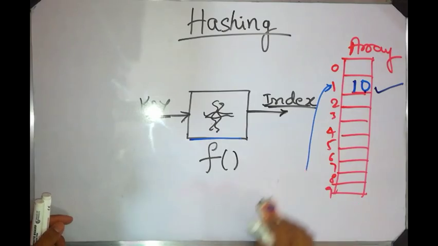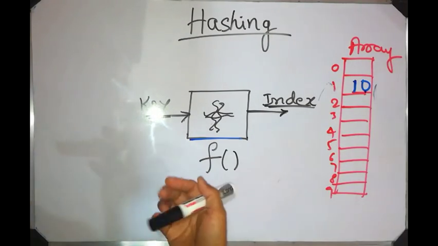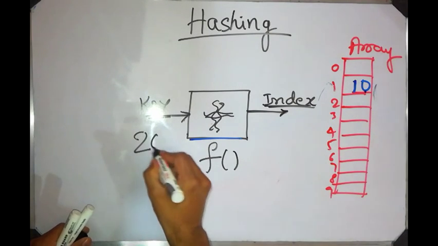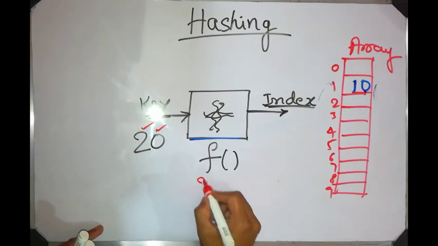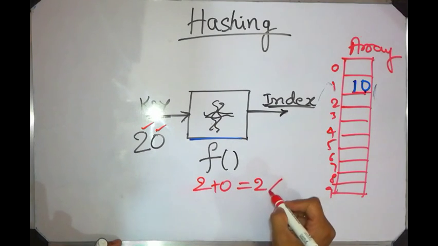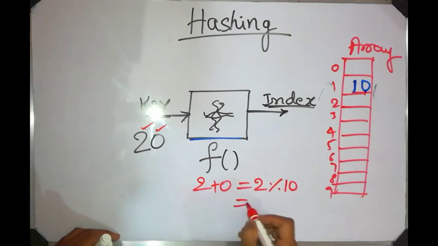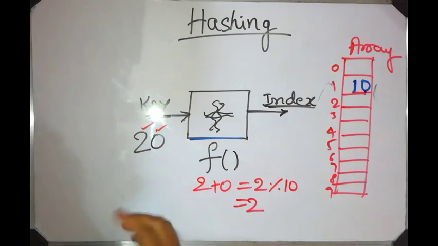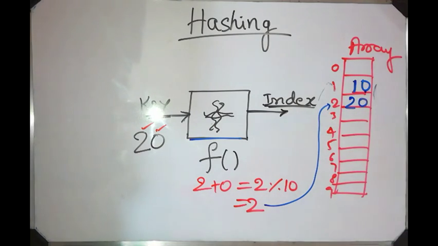This time let's consider 20. Right? So what's the computation? We'll add these two digits. 2 plus 0 is equal to 2, and mod 10 is our hash function, which will give you 2 again. So where are we supposed to store this? We're supposed to store it straight away here, right?